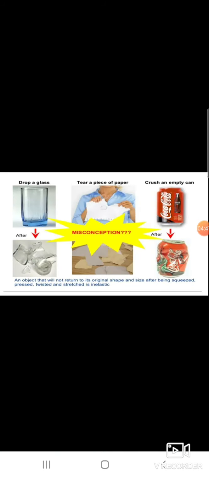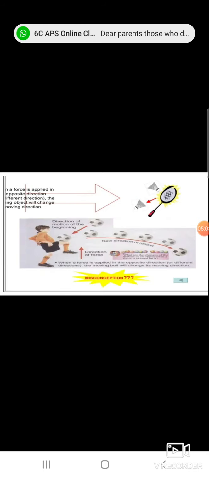So examples: drop a glass, tear a piece of paper, crush an empty can. That is force applied to the object. Then force applied in an opposite or different direction will change the direction of the motion of the object.